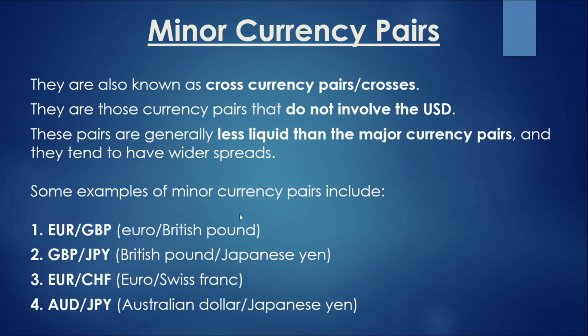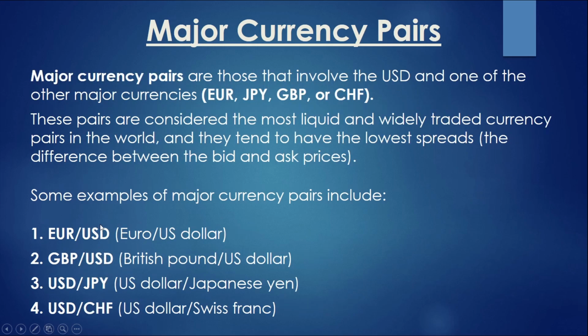have wider spreads, right? Some examples of minor currency pairs include Euro GBP, GBP JPY, Euro CHF, and Euro JPY, because they don't have USD in them. As compared to this one, they have USD. Whether it's a base currency or a quote currency, anything that involves the USD is a major currency pair.